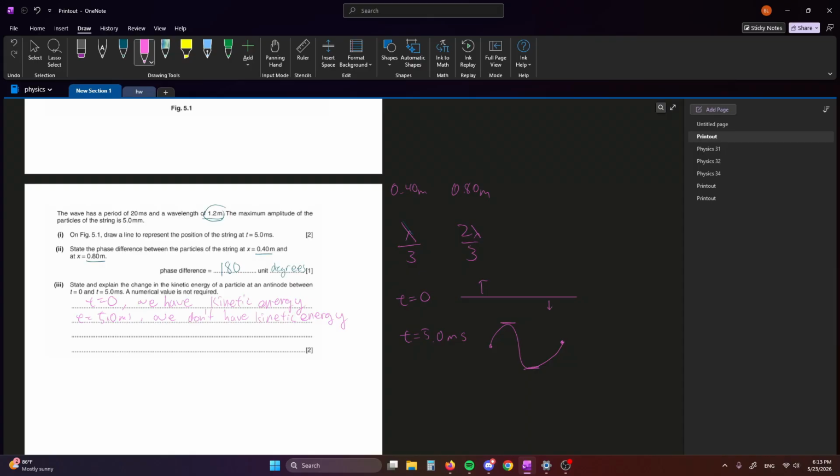But I should stress that this is an instantaneous time. So it's only at this exact time where we have 0 kinetic energy. Because if you go 1 millisecond above or below, we're still going to be moving and there is kinetic energy. But simply because it's the maximum, we have 0 kinetic energy.